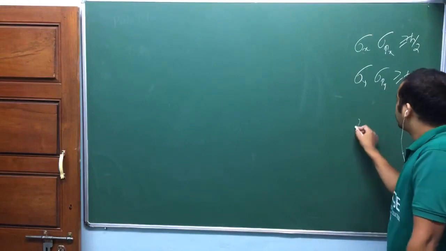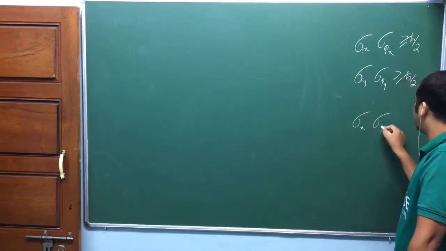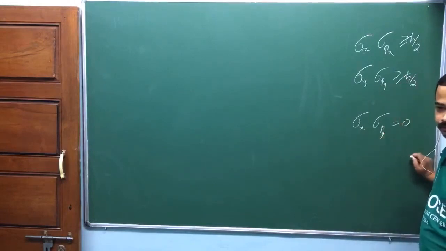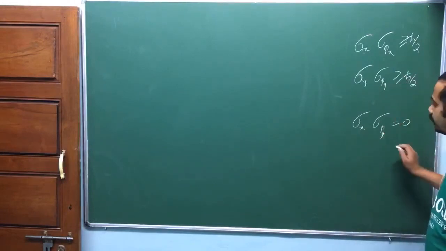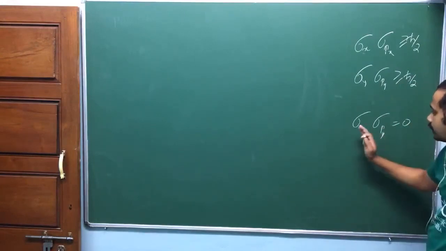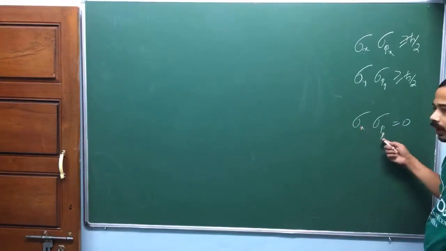We can define a state where sigma x into sigma px is equal to 0. Sorry, sigma x into sigma py is equal to 0. There will be no uncertainty between them. That's what we say. We can have a well-defined x position state and a well-defined y momentum state.